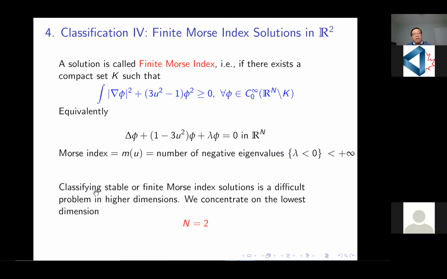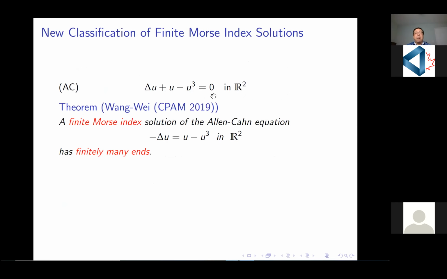In general, classifying stable or finite Morse index solutions is a difficult problem in high dimensions, so let us concentrate on the lowest dimension, 2. The first classification of finite Morse index solutions was given by Wang and myself in 2019, and we proved the following result. A finite Morse index solution of the Allen-Cahn equation in 2 dimensions must have only finitely many ends. So what does this mean?